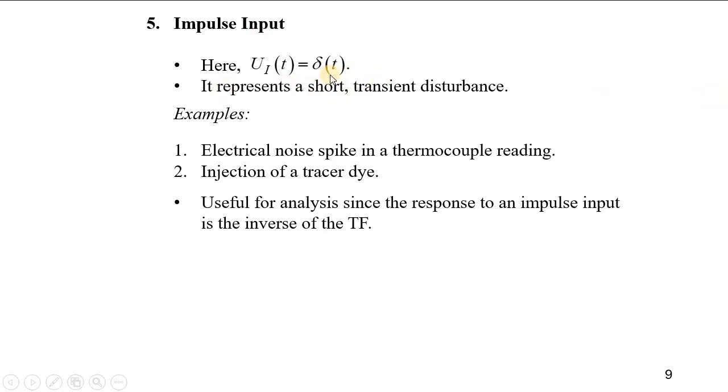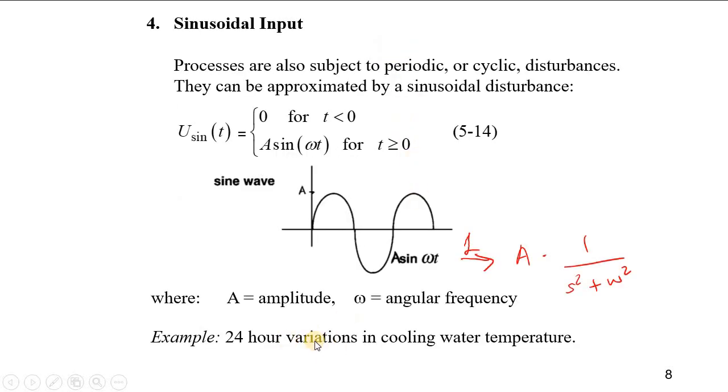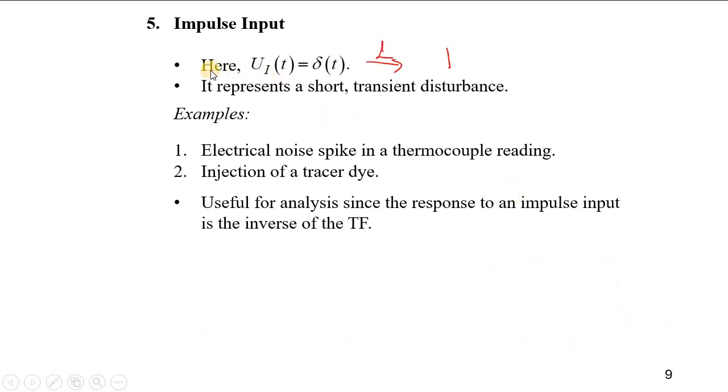One more input, we also mentioned that last time. If we have a Dirac function, and of course the Dirac function, if you take the Laplace of that, the Laplace of a Dirac function will be 1. I forgot to say an example for a sinusoidal input. So an example for sinusoidal input could be 20-hour variations in cooling water temperature. So you're just testing and taking cooling water temperature up and down, doing some kind of variation for a certain reason. So that is some kind of an example. But as I said, this is not very common in industries.